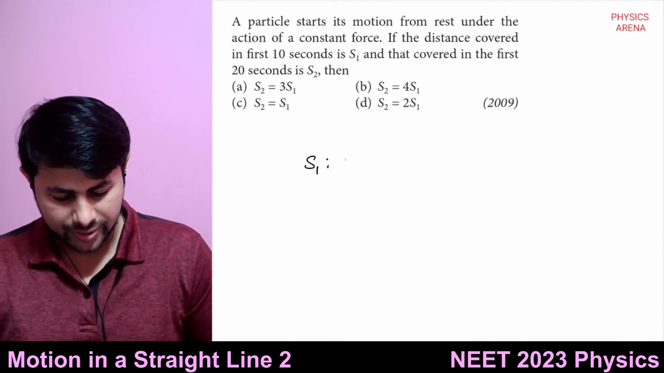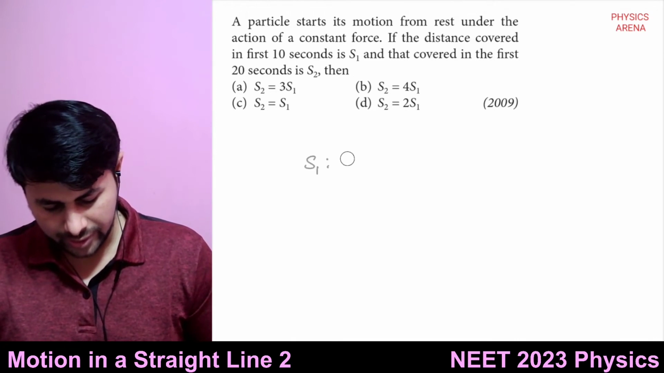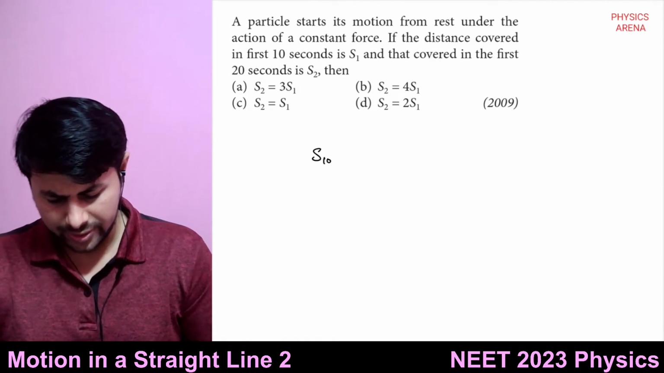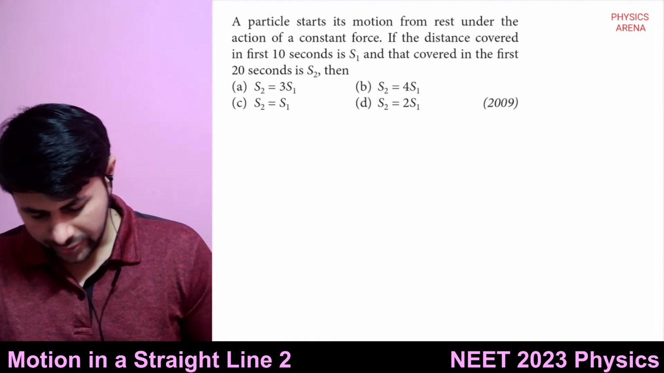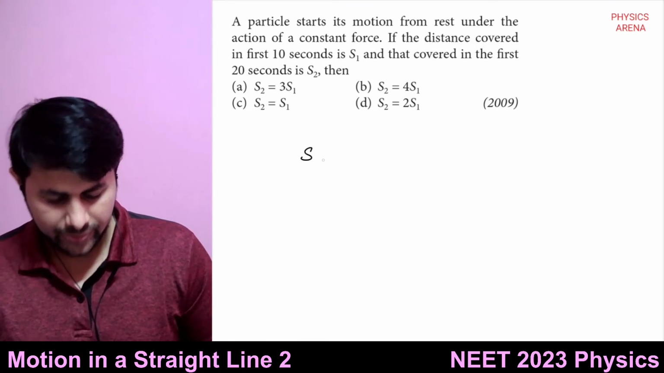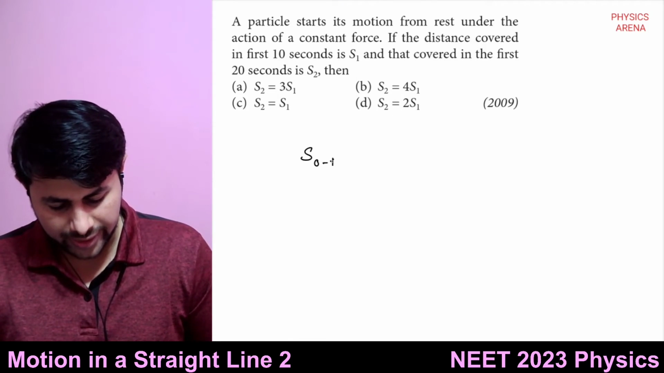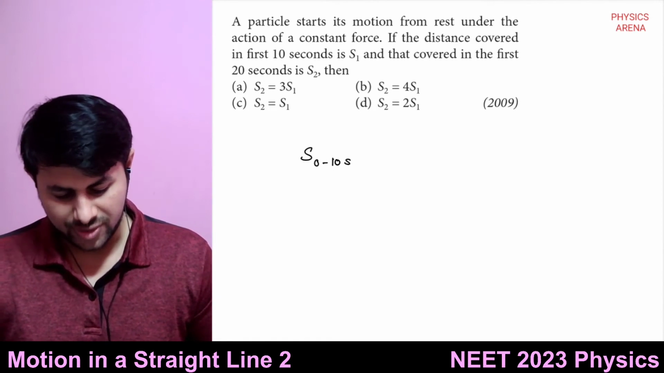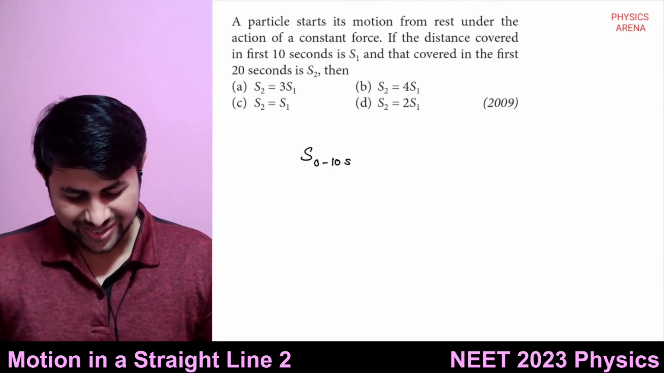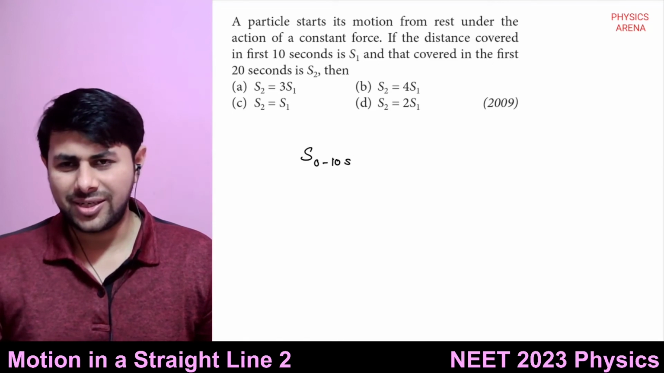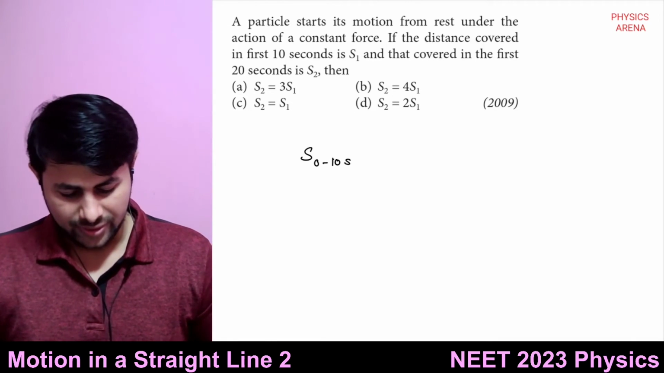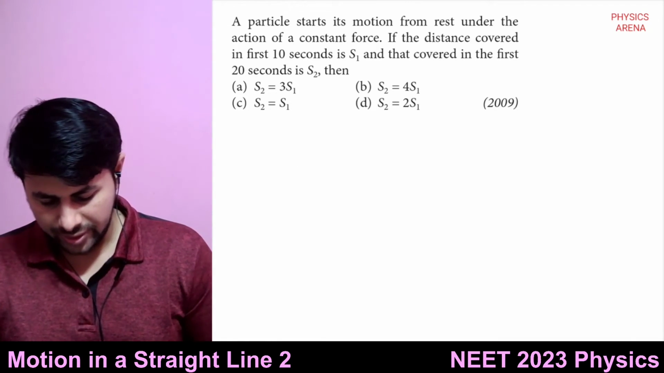See, Galileo's law of odd numbers says that distance is covered, let's say, in first 10 seconds. So from 0 to 10 seconds. Sir, the answer is the second option. Okay, so you calculated it, or you are just saying that the answer is second? Sir, calculated. Yeah, that's correct.